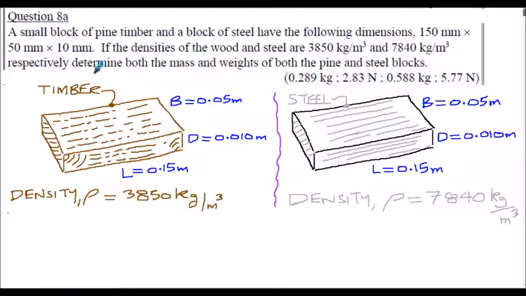So here's my two blocks, the timber block and the steel block here. They've got the same geometry, but the densities are different. The density of the timber is 3,850 kilograms per meter cubed. The density of the steel block is 7,840 kilograms per meter cubed. Notice that I've placed all the dimensions in terms of meters because the densities are in terms of kilograms per meter cubed. So my geometry is in meters. I need to do that to avoid inconsistencies in my units.